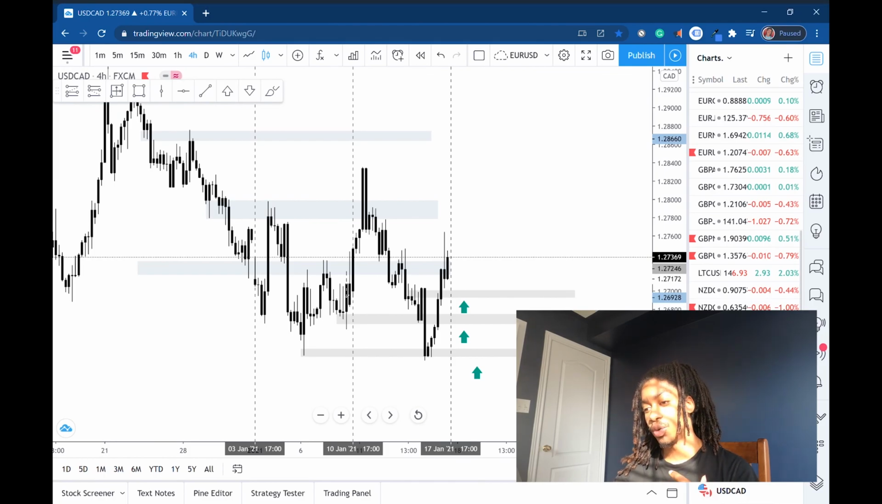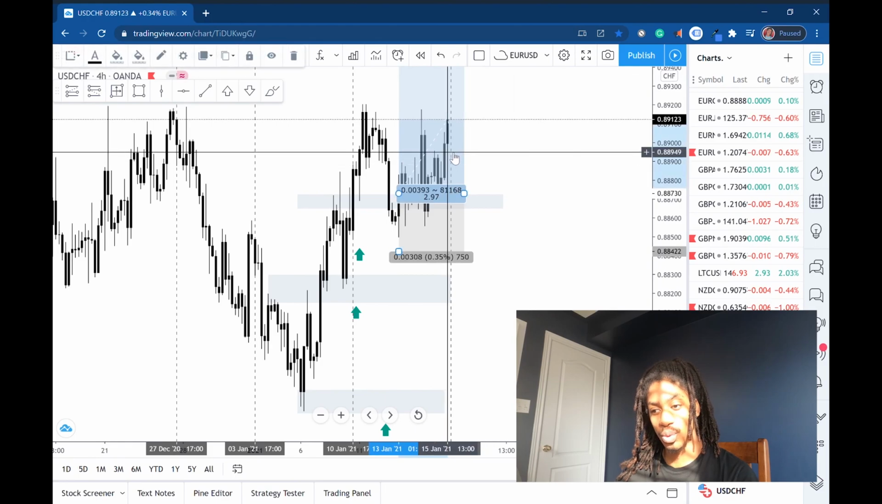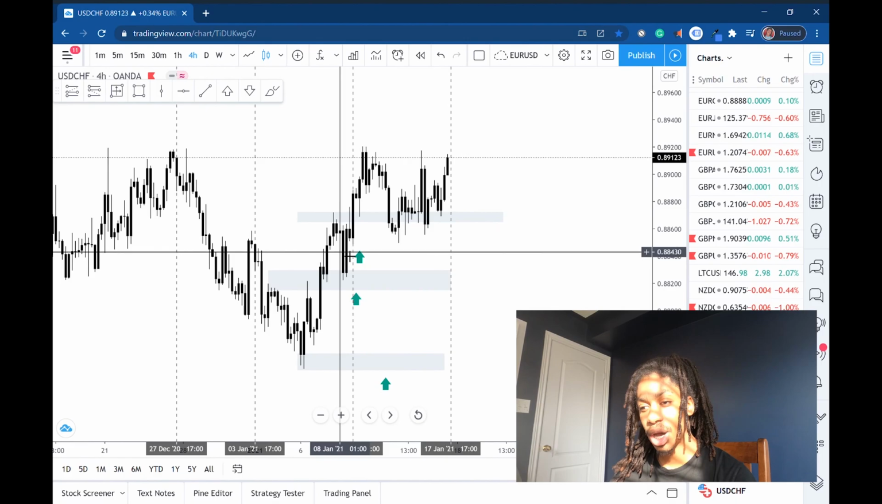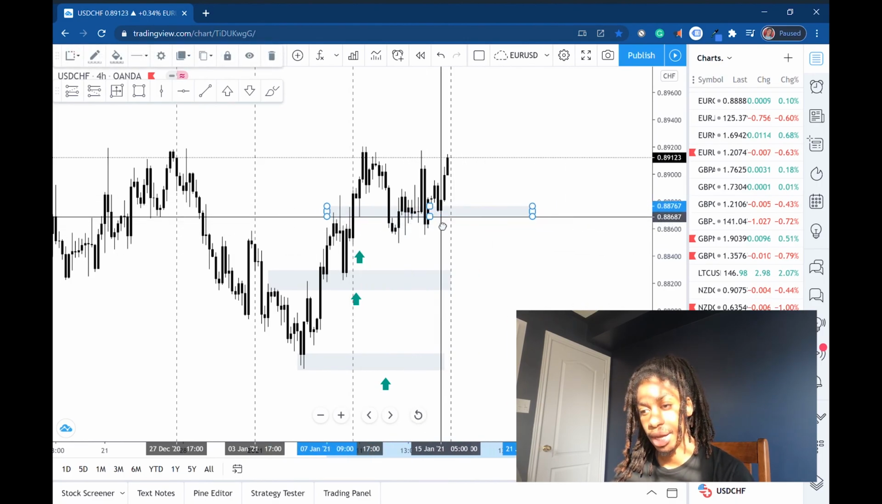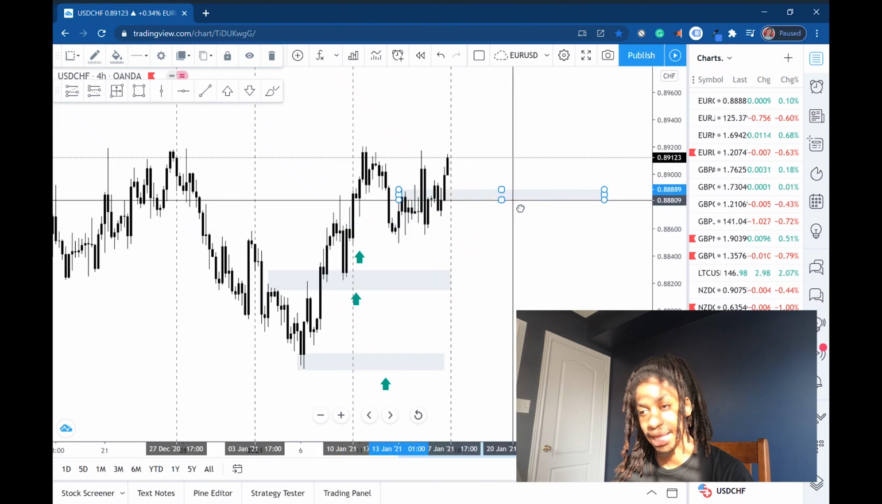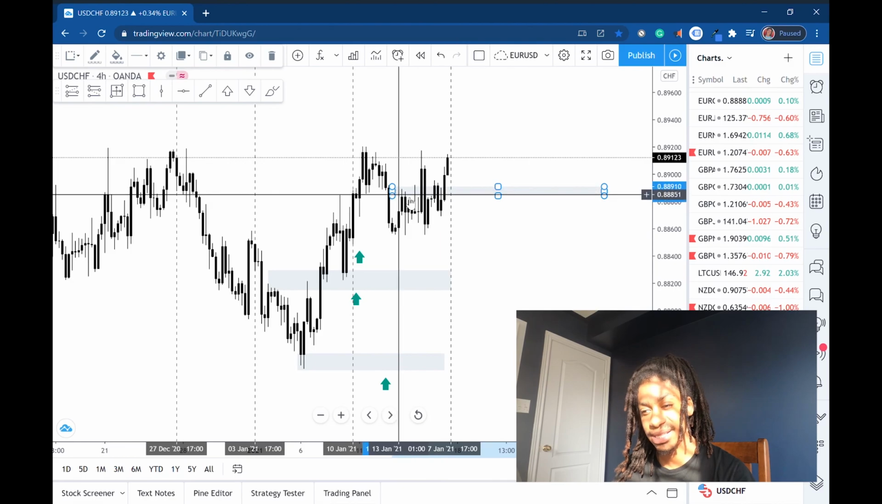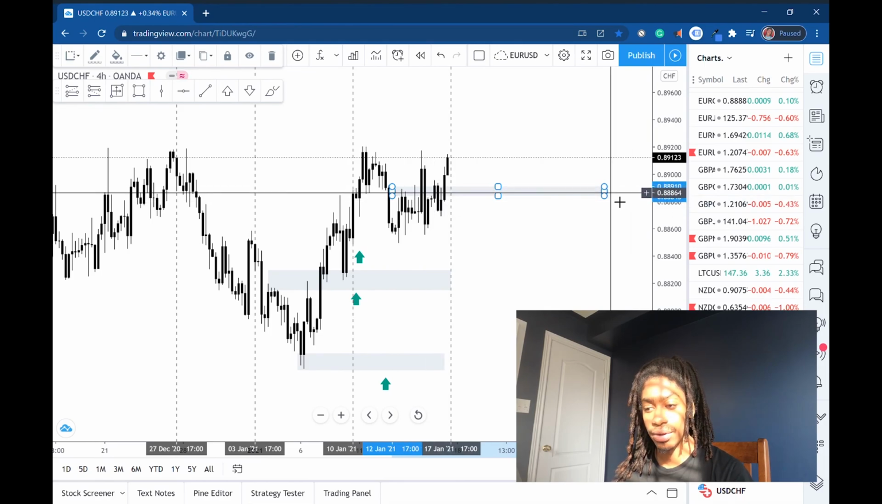Clear? Okay, so let's go down to the next one, which is USD Swiss. So this one, we got a bullish week. We're going with bulls on this one here. This is a valid support, right? We got some hiccups in this area, a false breakout, what a lot of people call it. And then we have another hiccup here.